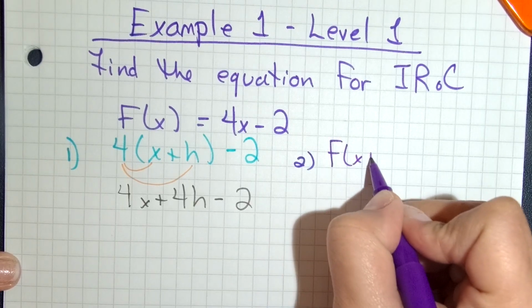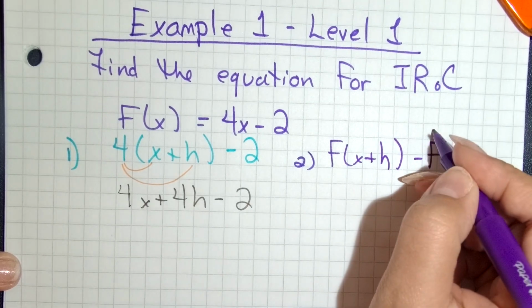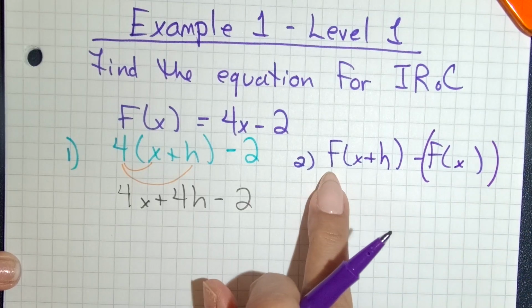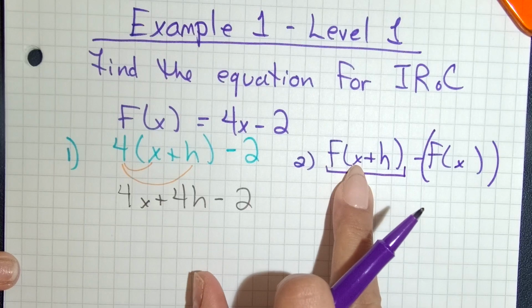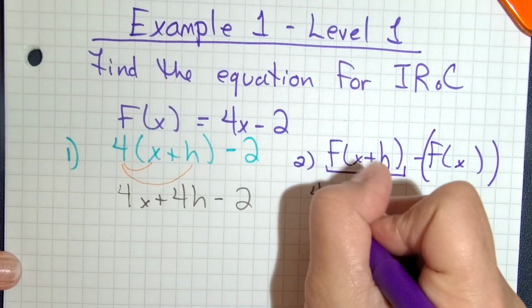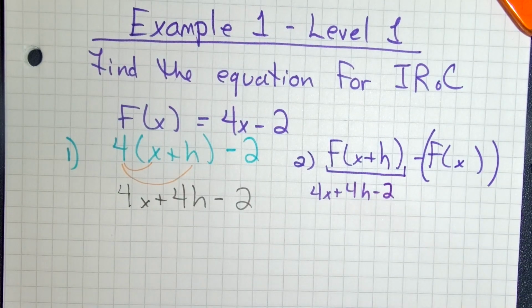Find f of x plus h minus f of x. Remember, this is in parentheses. But I have 4x plus h. What is that? It's 4x plus 4h, Miss Santana, minus 2. Yes, you're right.